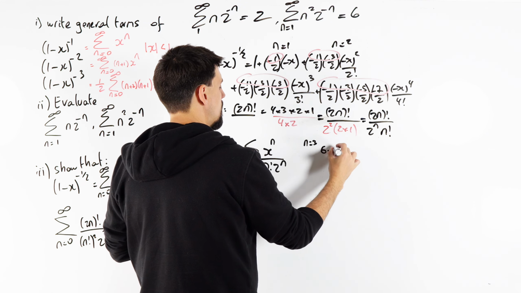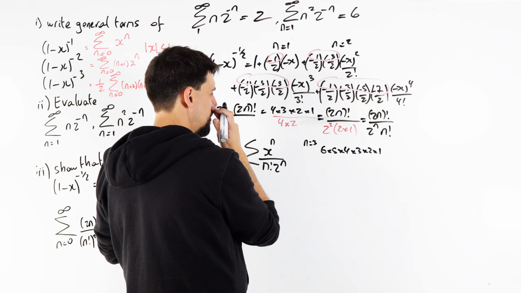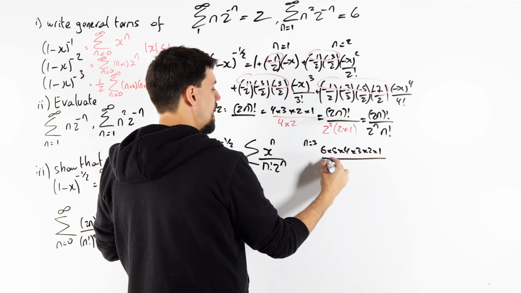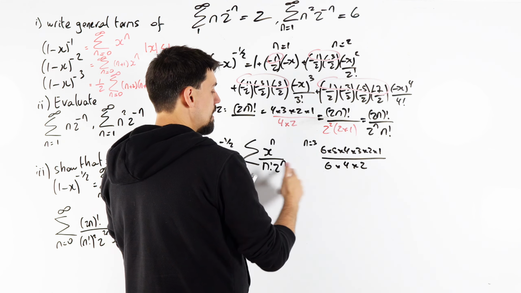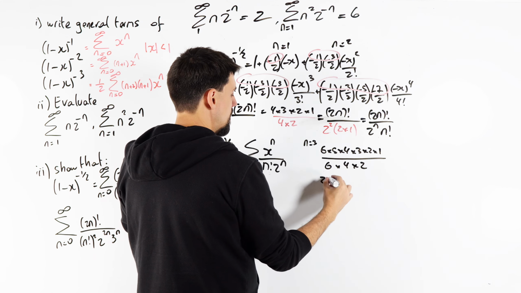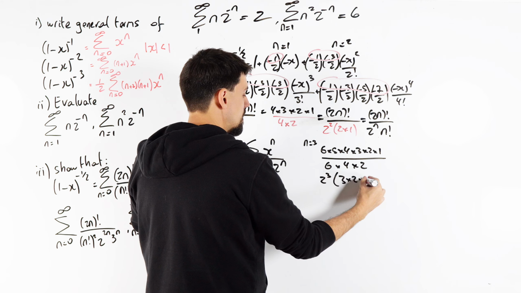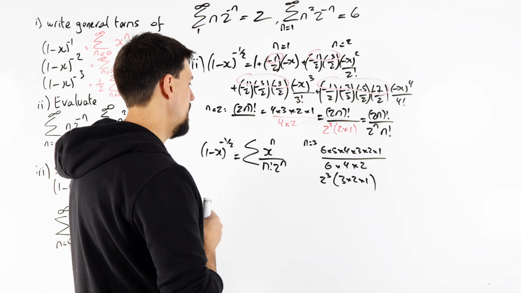So I want 6 times 5 times 4 times 3 times 2 times 1. That's my 2n factorial. I want to get rid of the 6 times 4 times 2. But again, if you pull a 2 out from each of those, that's 2 cubed. Pull a 2 from there, from there, from there. You're left with 3 times 2 times 1, which is my n factorial. So that's that term there.